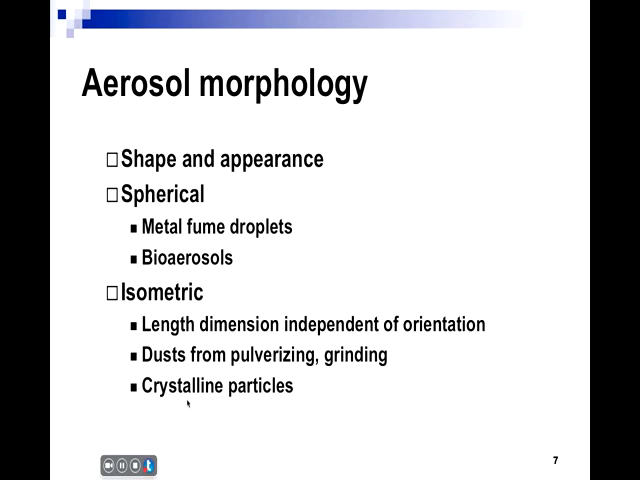But most aerosols are isometric, and that means that their dimension is independent of orientation. Dust from pulverizing and grinding processes, etc., are going to lead to isometric aerosol morphology, as well as crystalline particles. You can think of these as like snowflakes or meteorites, where they come in all different sizes and shapes, and these are going to be typical from occupational environments. So most of the aerosol clouds that you'll encounter from workplaces are going to be polydispersed, meaning that there's all kinds of sizes, and isometric, meaning all kinds of different types of orientations.